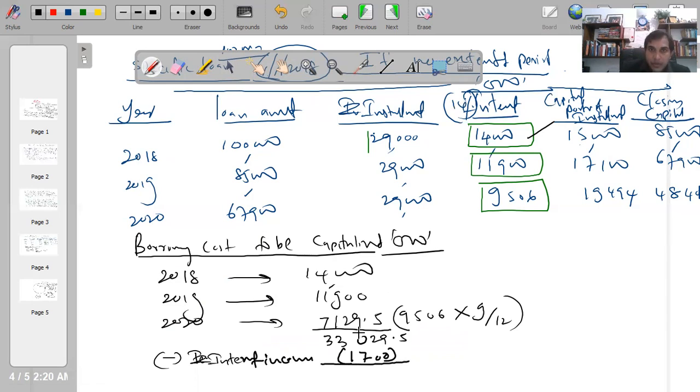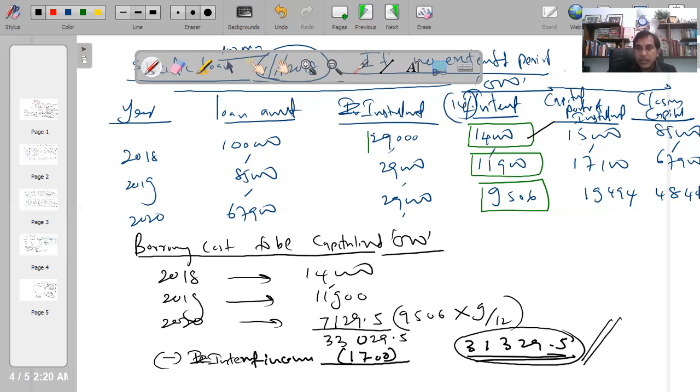So you need to deduct 1,700. Then you can get 31,329.5 is the amount to be capitalized on this specific loan. 31,329.5. Please write down, this is the amount to be capitalized for a specific loan.